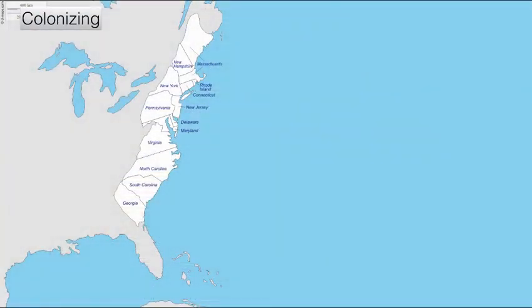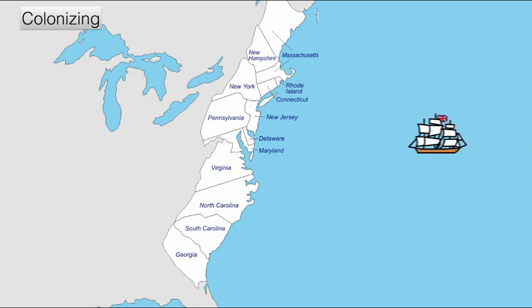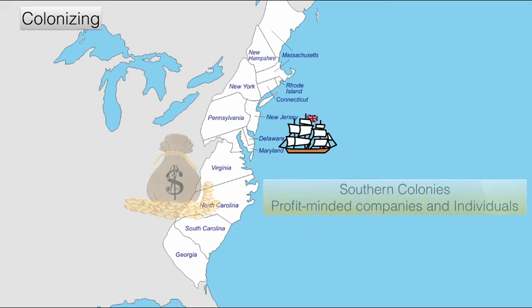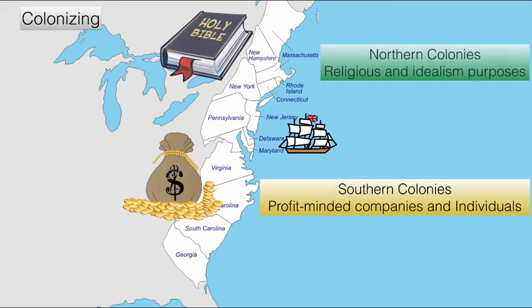In colonizing North America, England followed no master plan. The southern colonies were founded mostly by profit-motivated companies or individuals. The New England colonies, in contrast, were begun mainly for religious purposes. Georgia was created as a refuge for the poor.